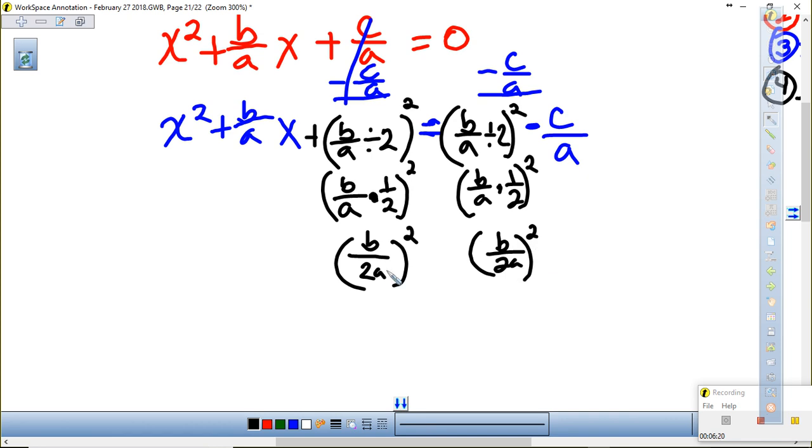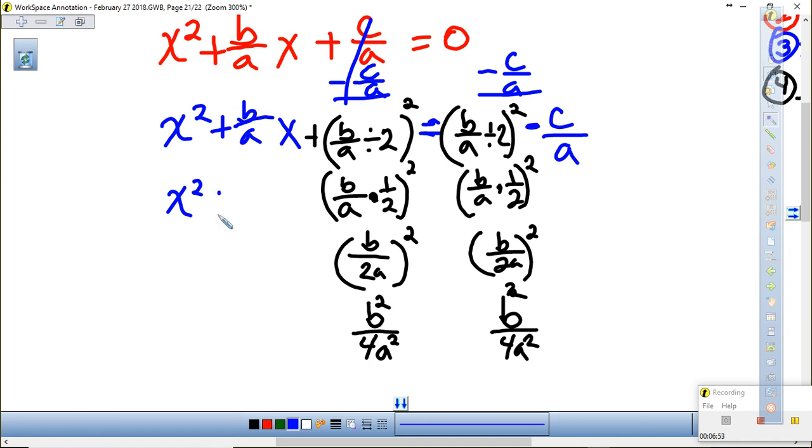Okay, I'm almost done. So I'm going to square all this because this is squared, right? So what do I get? b to the second over, what is 2a squared? 4a squared. That is correct. b squared over 4a squared. Okay. Now I'm going to bring everything else down. I just wanted to focus on that so you can see how it simplifies.